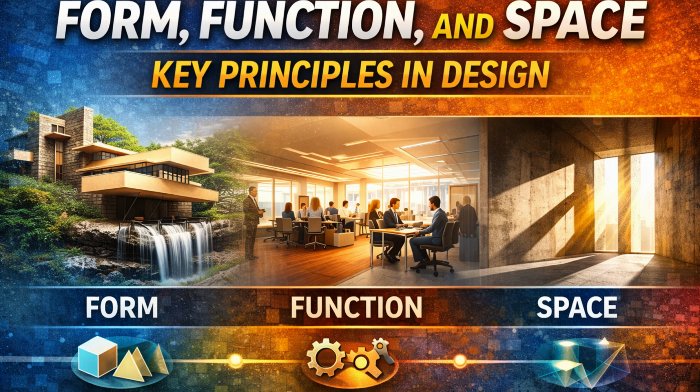Exactly. And then there's rhythm. This is about the repetition of elements in a space. So for example, a row of columns can create a sense of rhythm and movement. Right, and that can make a space feel more dynamic and interesting.